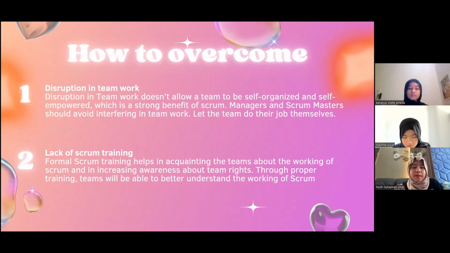And how to overcome them. As for challenge number 1, disruption in teamwork: it doesn't allow a team to be self-organized and self-empowered, which is a strong benefit of Scrum. Managers and Scrum Masters should avoid interfering in teamwork and let the team do their job themselves. For number 2, lack of Scrum training: formal Scrum training helps in acquainting the teams with the workings of Scrum and in increasing awareness about team rights. Through proper training, teams will be able to better understand the workings of Scrum.